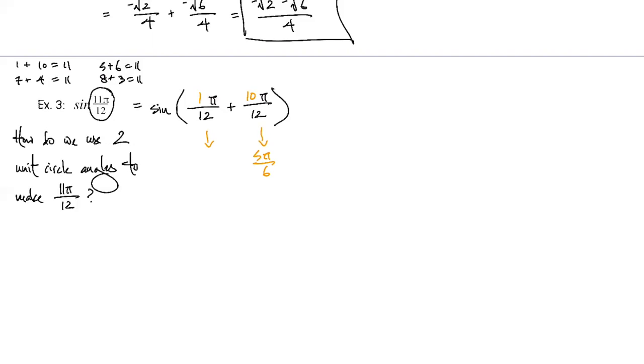It stays the same, okay. Is 1 pi over 12 on the unit circle? Like, is it one of those quote unquote nice angles that we got from the unit circle? No, right? So 1 and 10, even though they add up to 11, I don't think that's the best choice for us because we aren't able to get back to a unit circle value, okay?